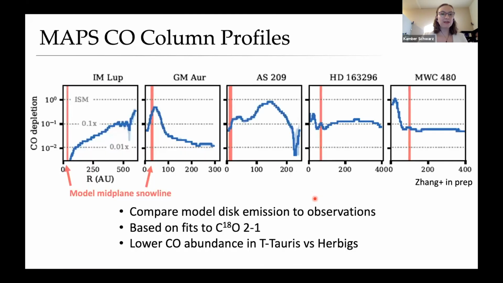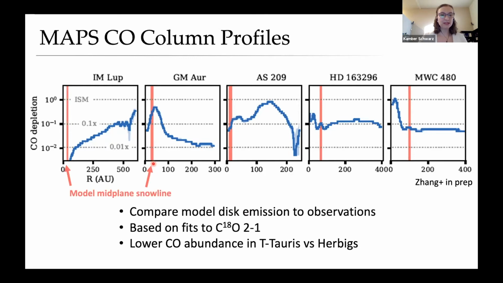So this is mapping the CO depletion as a function of radius in each disk. This is work once again led by Coco Zhang. Here she created disk physical chemical models and compared the emission in the disk models to the observations, and then found the best fit model based on observations of C18O 2-1 in order to map out the CO depletion as a function of radius, as well as identify the location of the midplane CO snowline in the model.